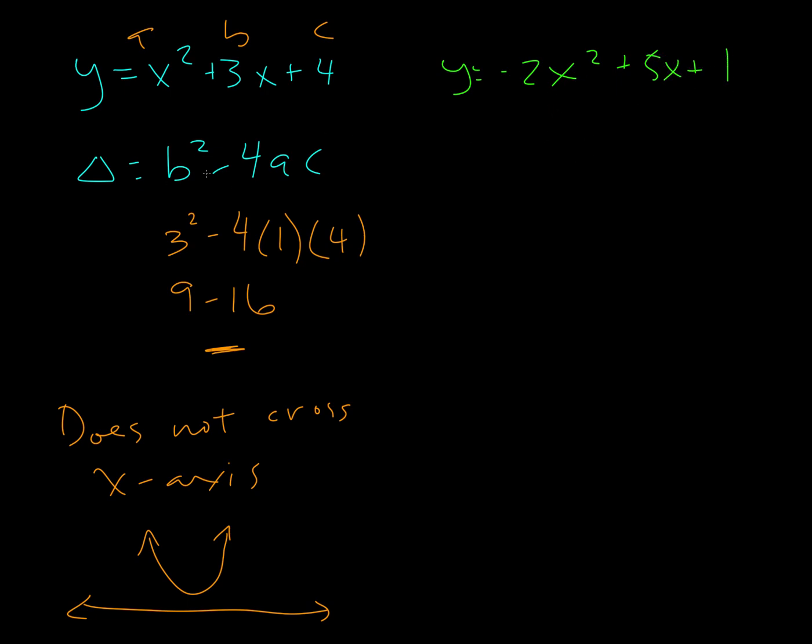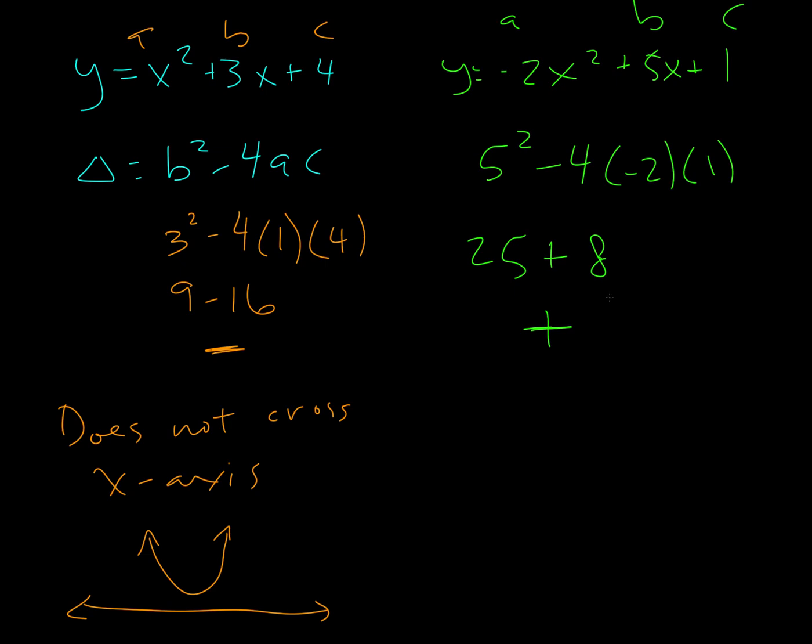Once again, we plug into the discriminant right there. So we have our a, b, c. b squared is going to be 5 squared minus 4 times a, which is -2, times c, which is 1. Okay, so we get 25. And then -4 times -2 is going to be +8, and then times 1 is still +8. A positive plus a positive is going to give us a positive answer. Once again, we don't care what the number is, we just care for the sign.